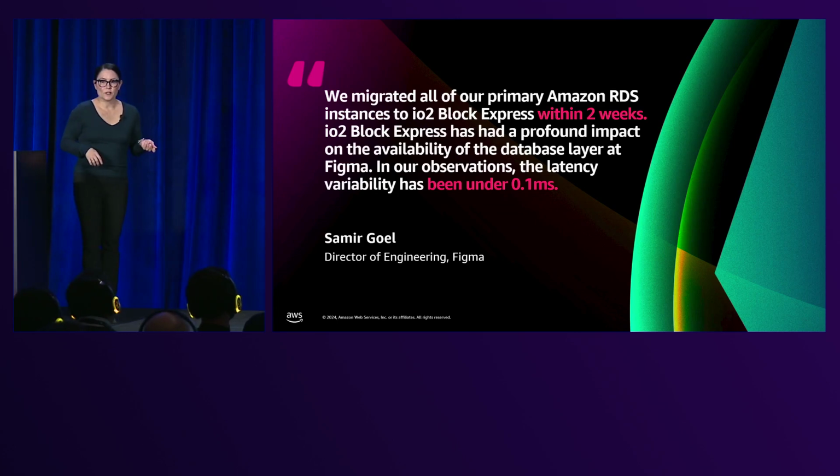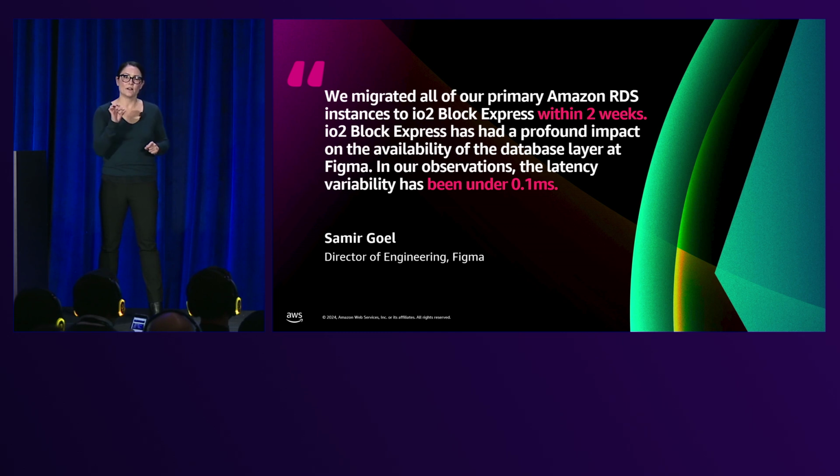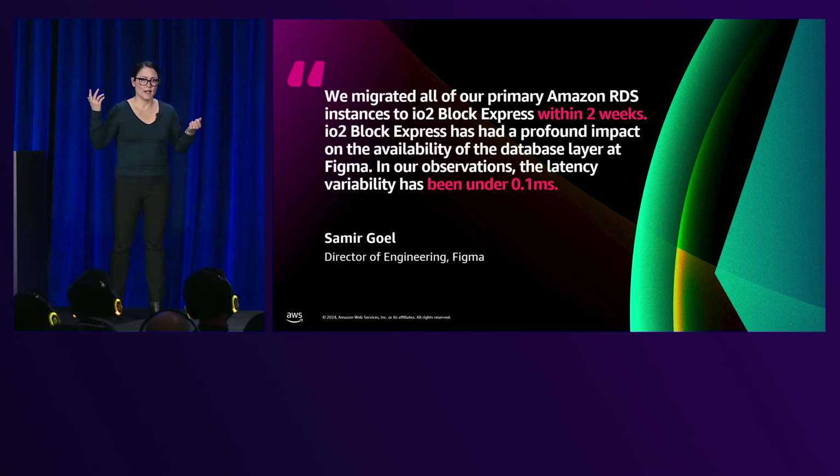So we've heard from customers like Figma, right, who have been able to take advantage of the lowest latency consistency that IO2 block express provides. They were able to make the transition from IO1 to IO2 in a week or two using the elastic volumes feature that enables that dynamic volume morphing.